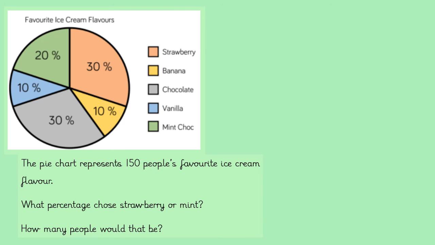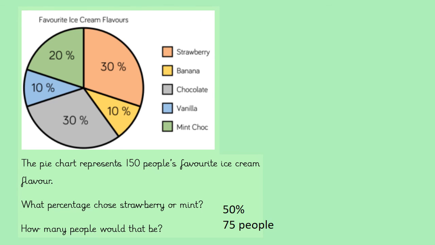The pie chart represents 150 people's favourite ice cream flavour. Pause the video and think about what percentage chose strawberry or mint. Then think about how many people that would be. I've noticed that 30% of the people chose strawberry as their favourite flavour and 20% chose mint as their favourite flavour, so that makes 50% in total. If the whole pie chart represents 150 people, then 50% of the people must be half of 150, which is 75 people.